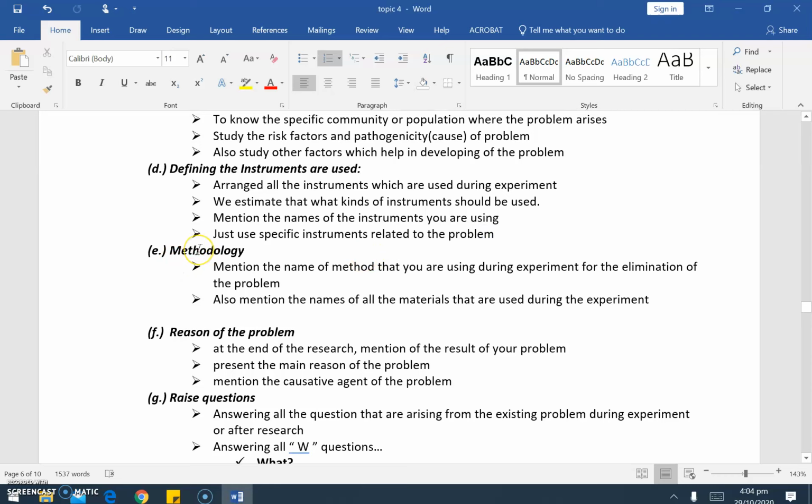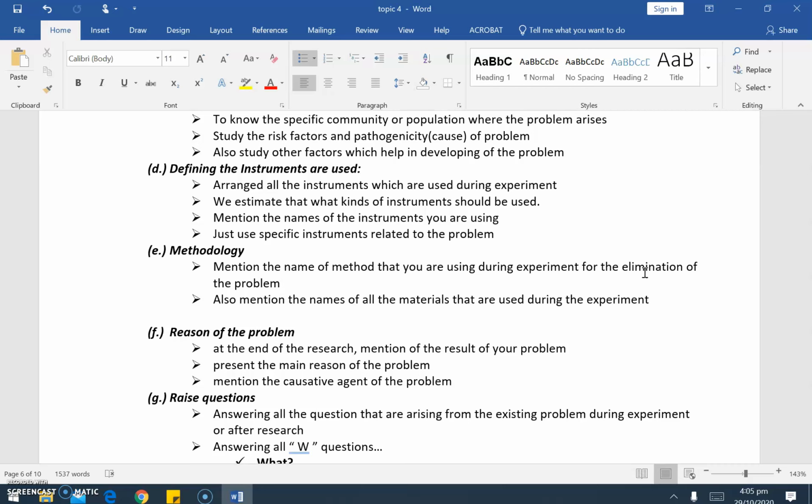Next, methodology. In stating your problem, in the statement of the problem, you're going to include also the methods that you propose, the methods in your proposal. Like what we discussed earlier about X-therapy, what method did it apply? So here, you're going to mention the name of the method that you are using during the experiment to eliminate the problem. So what approach did you take to remove the problem?